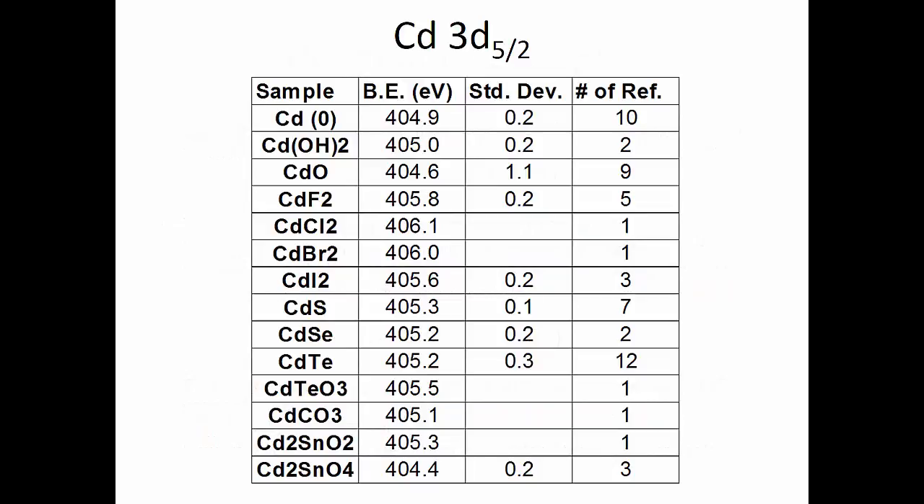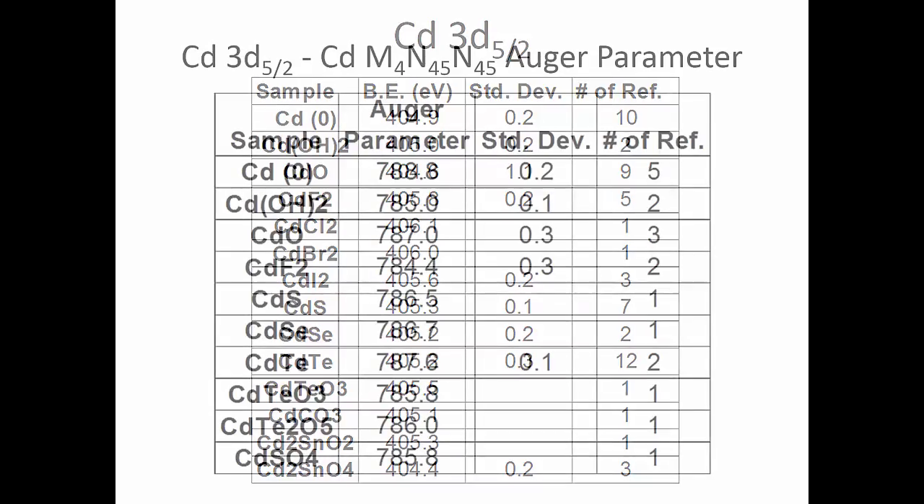So what use is the Auger parameter? Well, if we look at the photoelectron values for the cadmium 3d 5/2 peak, you can see that most of these values overlap to some degree, and there's actually a total separation of only about 1.7 eV, with large clusters of energies around 405 to 406 eV. So speciation becomes quite difficult using just the 3d 5/2 peak.